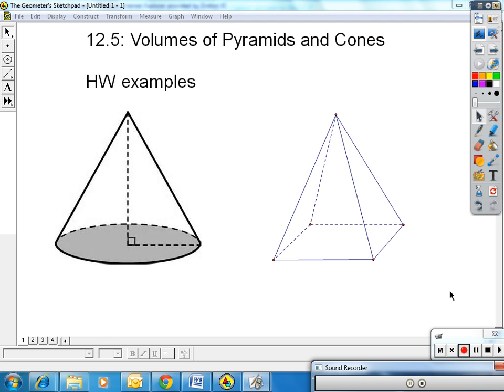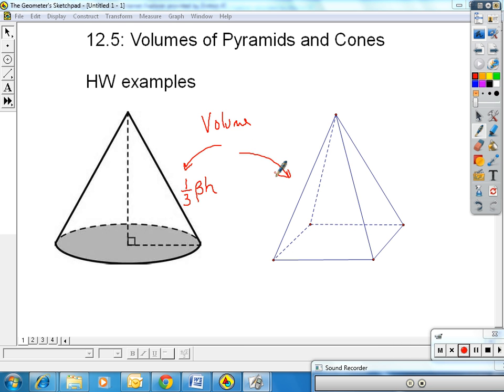The lesson is on volumes of pyramids and cones. Real quick, the formula for finding the volume of a cone and a pyramid, you should think of those as in the same family, just like cylinders and prisms are in the same family. So to find the volume for both, we're going to take 1/3 times the base and the height. That will find us the volume of both of those.